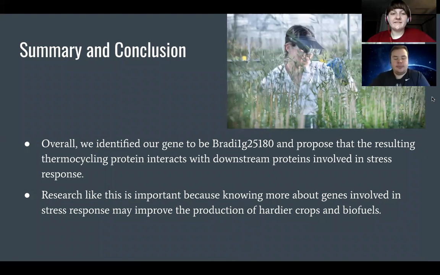And just a summary of everything, we identified our gene to be Brady1G25180, and we proposed that the resulting thermocycling protein interacts with downstream proteins involved in stress response. This kind of research is important because knowing about genes involved in stress response can improve production of hardier crops and biofuels, and just general scientific curiosity is really important.